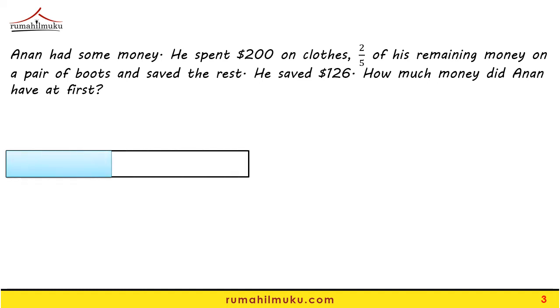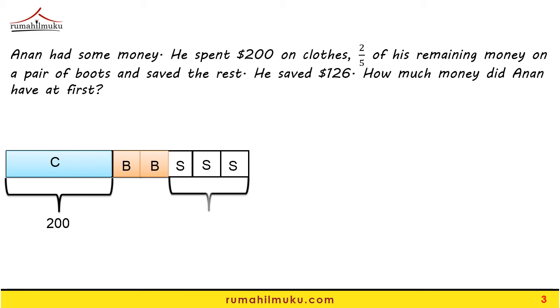So we're going to make a model. Let's say he spent $200 on clothes. So that's $200. And then we're going to divide the remainder into 5 boxes, all right? So that's the remainder. And he said he spent 2/5 of his remaining money on a pair of boots, so we're going to mark those with B. And then he saved the rest, so we're going to mark the last 3 boxes with the letter S. And he said he saved $126. So how much money did he have at first?